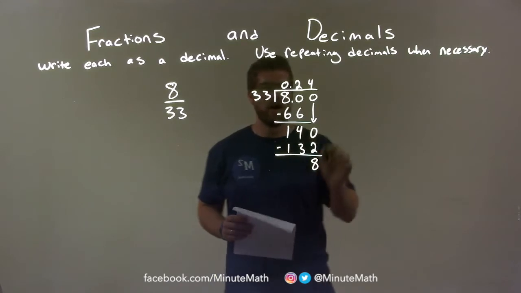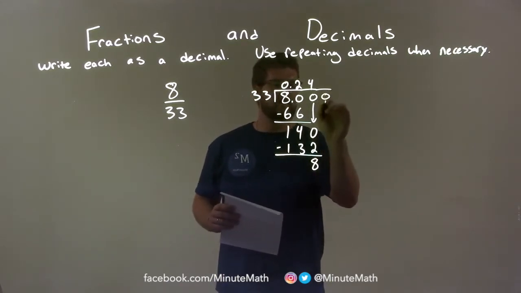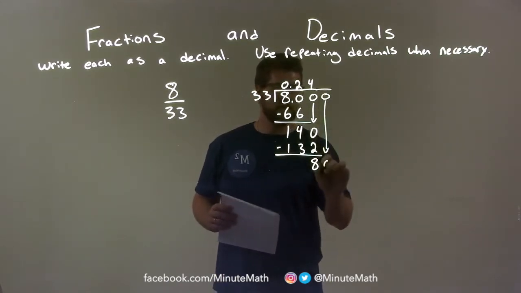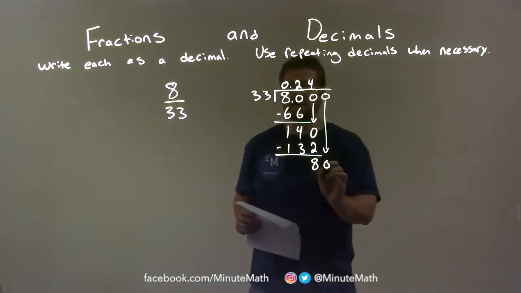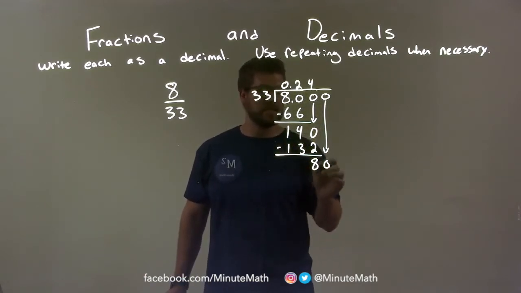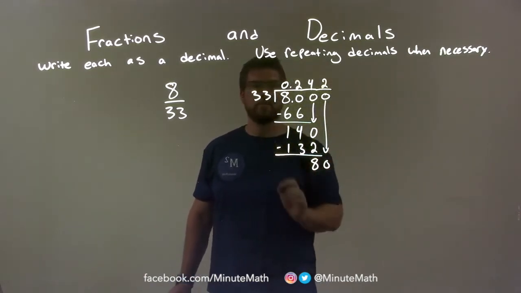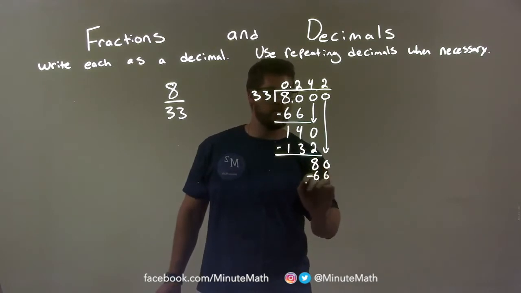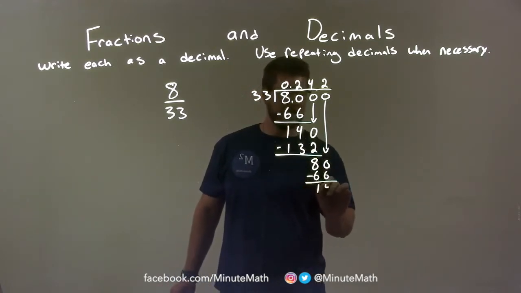And maybe you can see a pattern here, right? We add another 0, we go down, 0 right here, and 33 goes into 80. Well, I've seen that before, right? I did it right here. I had to go put a 66, right? 2 times 33 gave me that 66. So we put a 2 there, 2 times 33 is 66. We subtract it, and we get a 14 again.